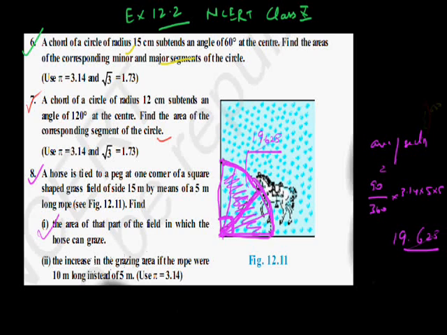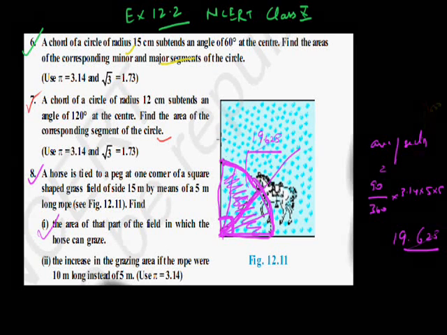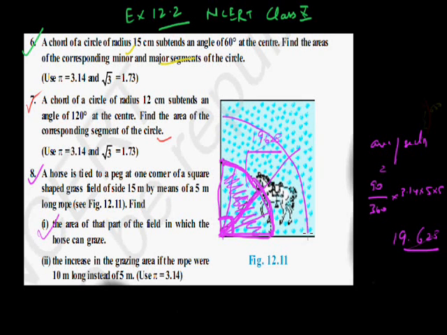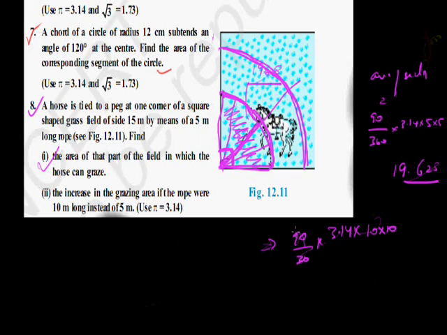Now this is done. Next, the increase in the grazing area if the rope were 10 meter long instead of 5 meter. If the rope length is increased to 10 meter, and the field size is 15 meter, so it can graze in this field. Again the area of sector is 90 upon 360 into pi into r square, which is 10 into 10. Let's calculate this. 1 by 4 into 3.14 into 10 into 10 comes out to be 78.5 meter square.